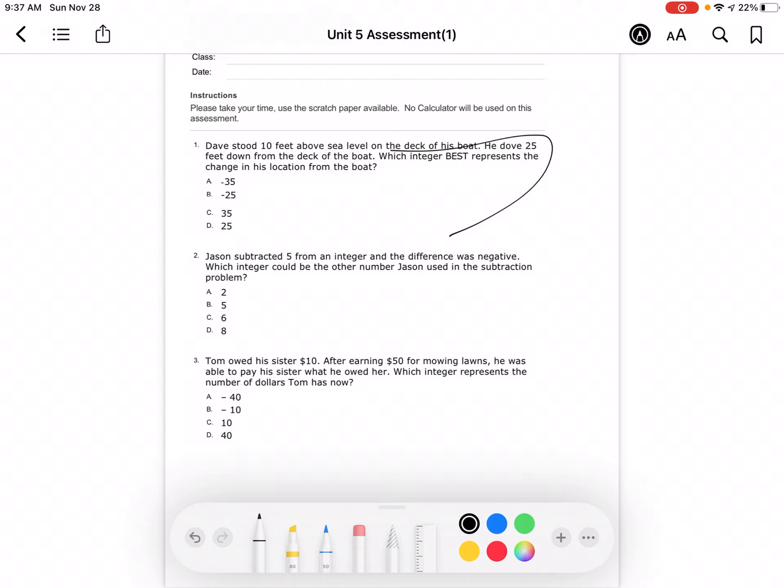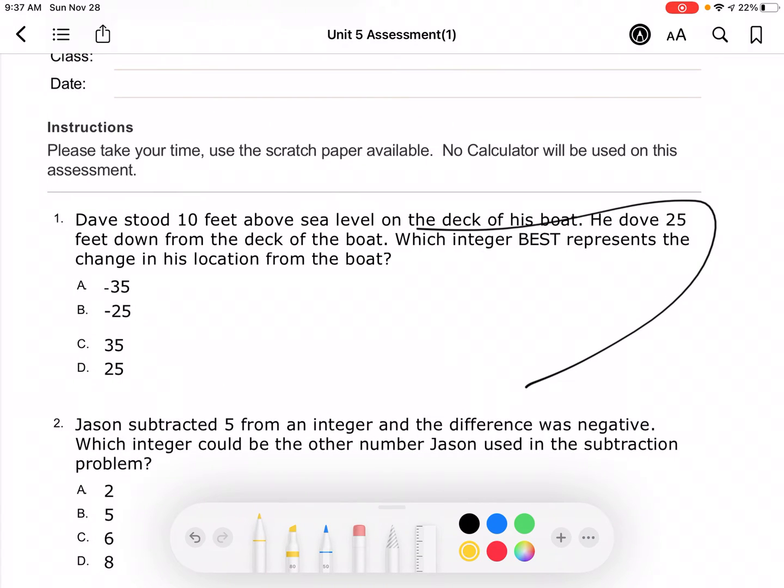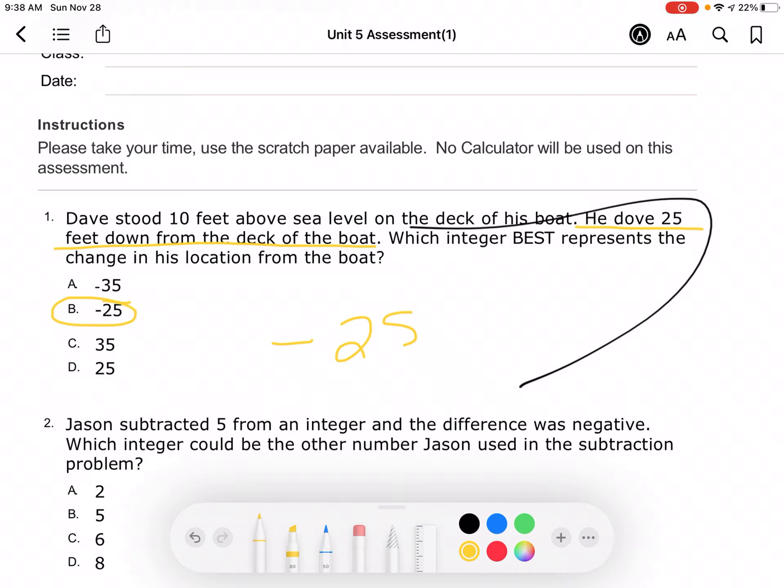boat. He dove 25 feet down from the deck of the boat. Which integer best represents the change in his location from the boat? So we're talking about he dove 25 feet down from the deck of the boat. So dove tells me that it's negative, and it's going to be 25. So it should have been B. Okay, so they only wanted to know from the location of the boat. They don't want to know the total distance traveled.